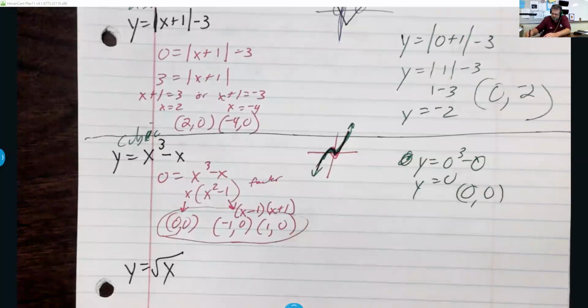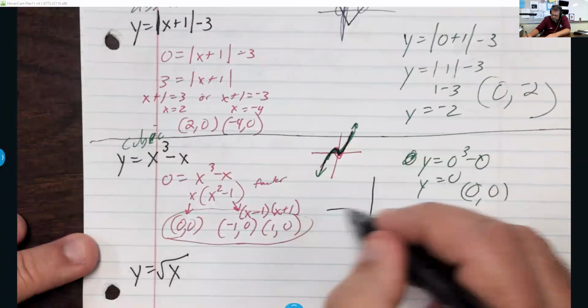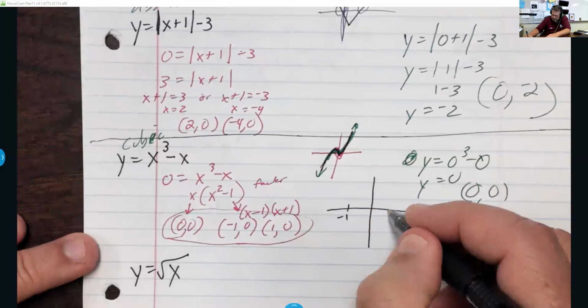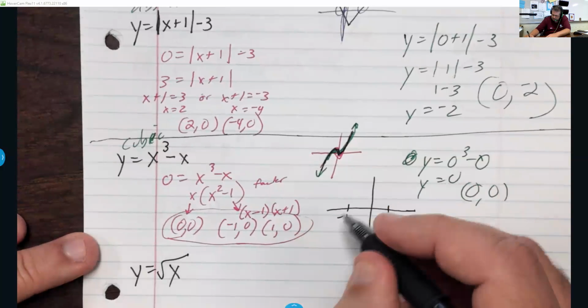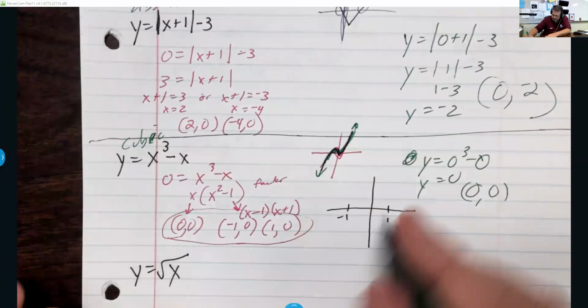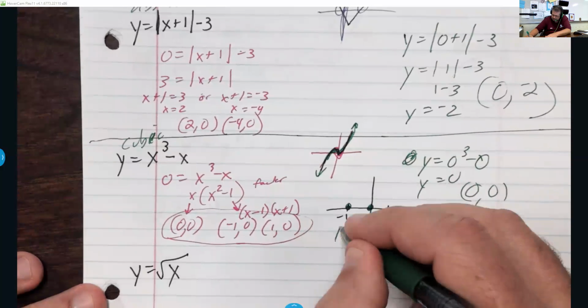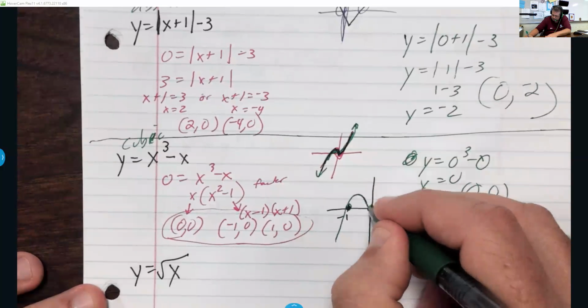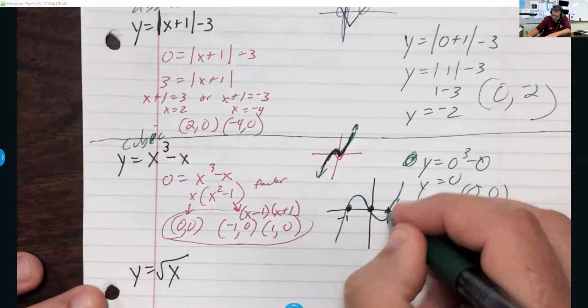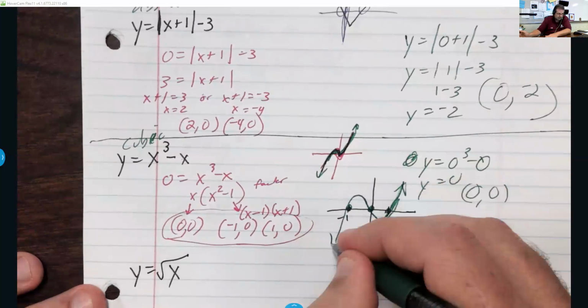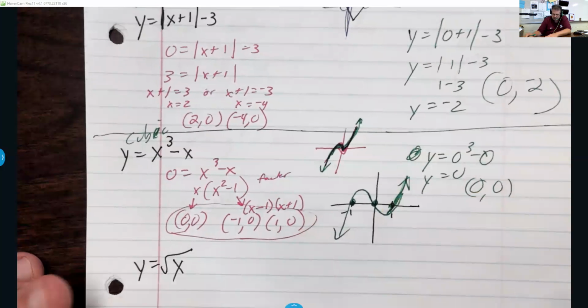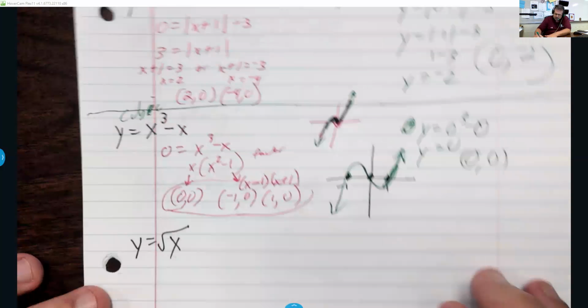The way this picture actually looks, I'll give you a blow-up version of this. Here's -1, here's 1, here's 0, right? You've got a dot here, a dot here, and a dot here. And the way this graph looks, it does this. Oops. It looks like that. And that's why it has the 3. Kind of unique.